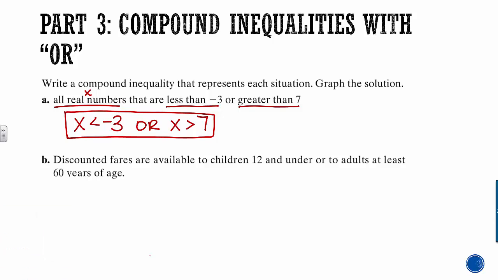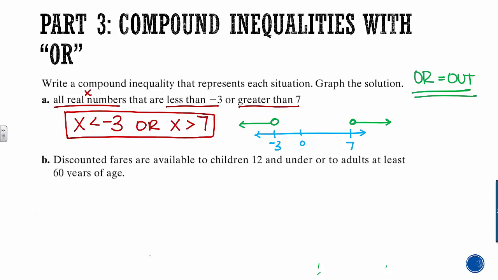And sometimes it's a little easier to see when we go to graph it. So let's do that. Negative 3 would be down here and 7 here. Now I want all the numbers less than negative 3. So they're going to be everything this way. And then all the numbers greater than 7. So they're going to be this way. So you can think if it says the word or, your graph is going to go out. Where and, it's everything in the middle.